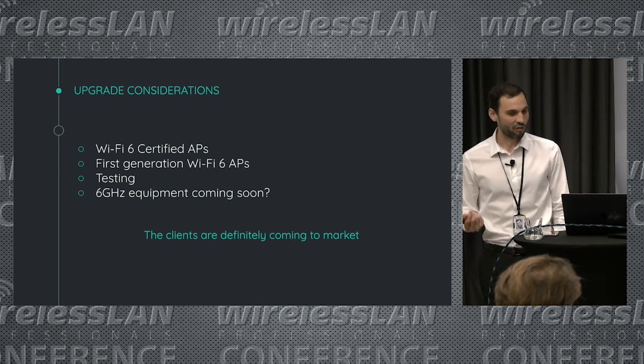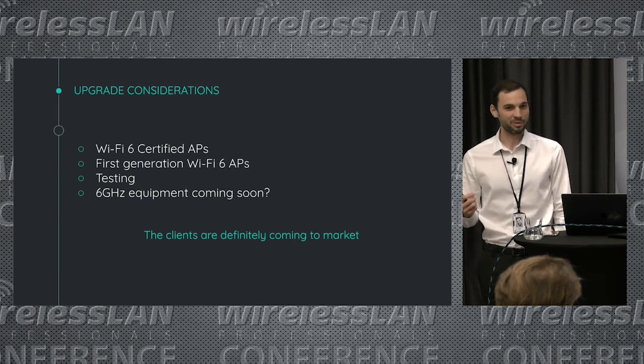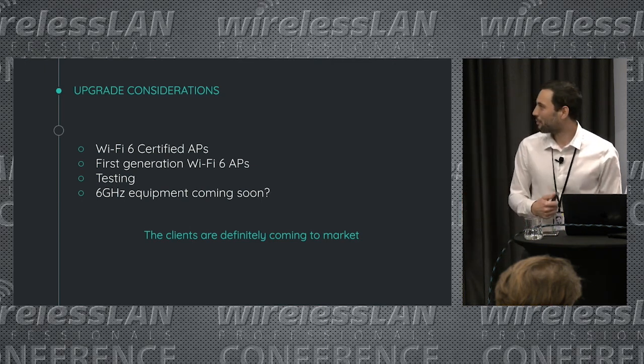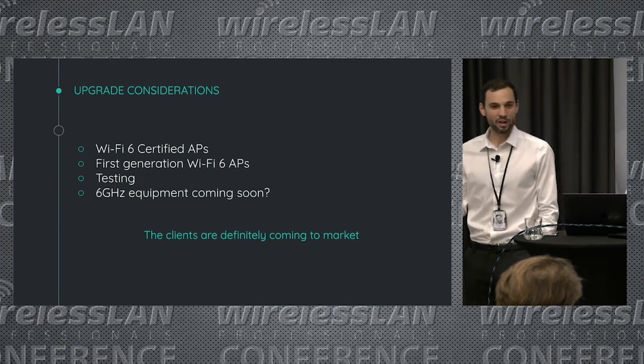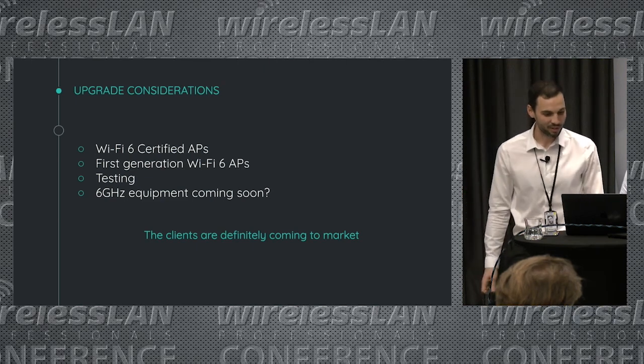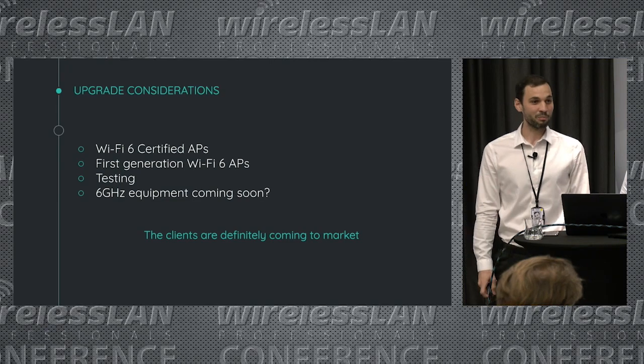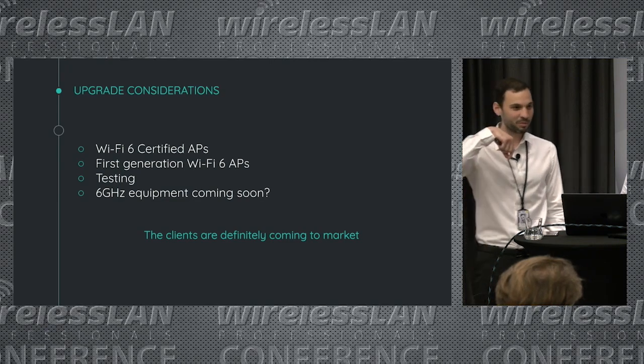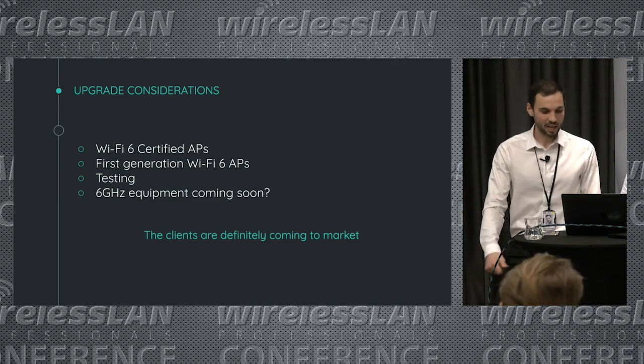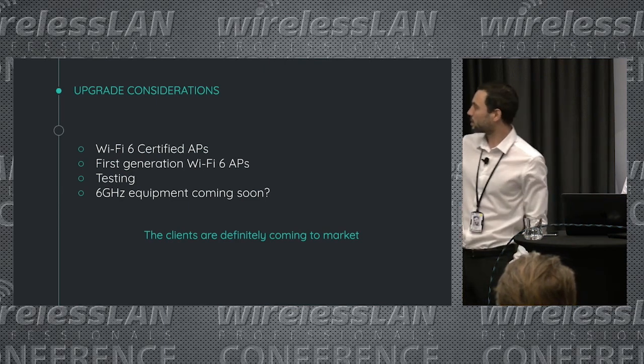Look at the Wi-Fi 6 certification. The APs, is it certifiable, Wi-Fi 6 compatible, and so on. Also, we are still using the first generation of Wi-Fi 6 access points, so keep that in mind. Do some testing, make sure that it works, make sure that also the legacy devices work with your brand new Wi-Fi 6. And then 6 gig is coming soon, right?